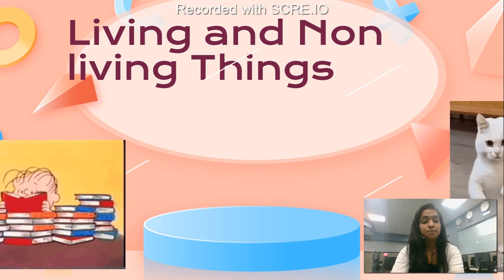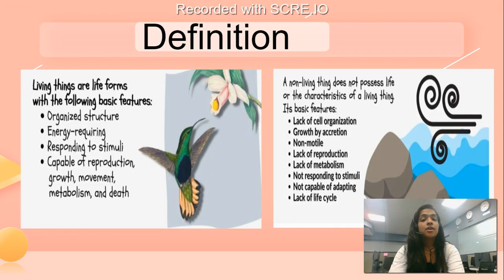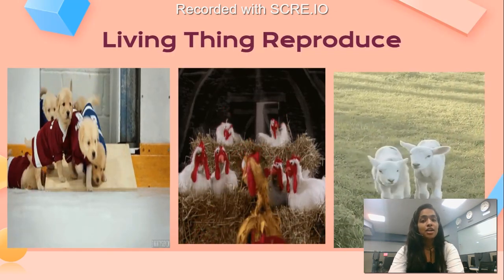For example, human beings, animals, plants. These are the examples of living things. Non-living things do not have these characteristics. They do not grow, they do not reproduce and respond to stimuli. They can be natural and they can be man-made. So non-living things are of two types, that is man-made and natural.